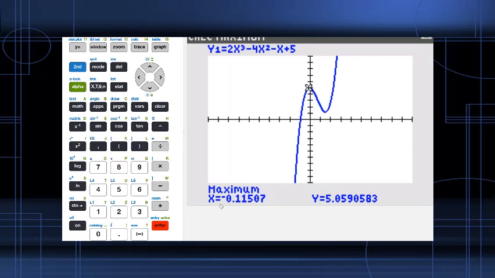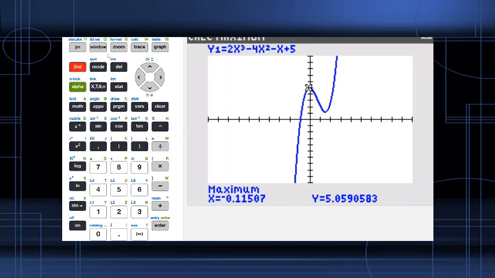Okay, so that's telling me it looks like I've got a relative maximum where x equals, again to the nearest hundredth, negative 0.12. And at that point, y is equal to, rounding to the nearest hundredth, 5.06. Okay, not bad.